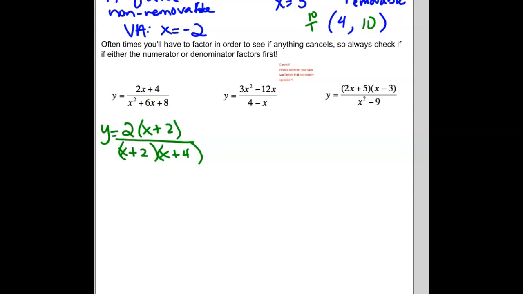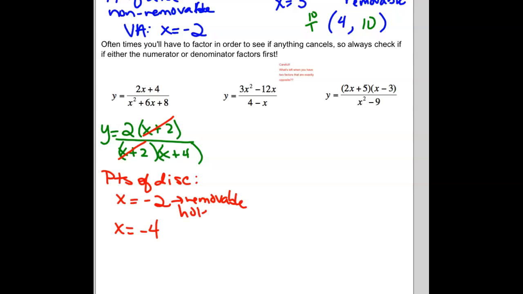So we have 2 points of discontinuity. One when x equals -2, and one when x equals -4. Those are the 2 places that cause problems in my graph because they make the denominator 0. Looking at whether we can remove either of them. The x plus 2 does drop out, so this one is removable, which means it's a hole. Okay? The other one is not removable, which means it's a vertical asymptote.